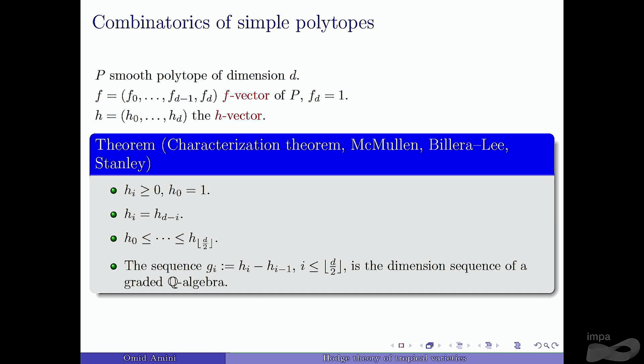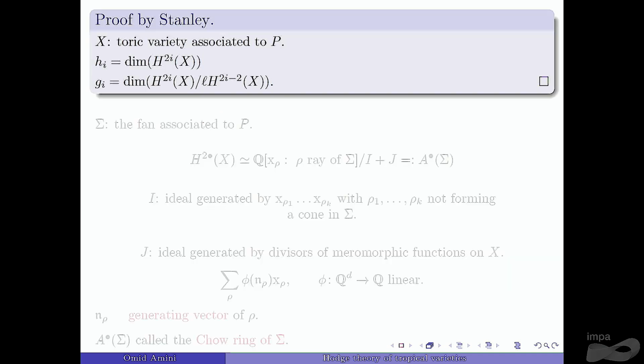Why did I take this? Because it's a beautiful result, but also because it is related to Hodge theory. Let me tell you how Stanley proves it. For the existence, you have to prove that if you have a sequence like this, it's possible to construct a smooth polytope. The necessity is a consequence of Hodge theory, the results that I stated in the first slide. This was proved first by Richard Stanley in the year 1980.